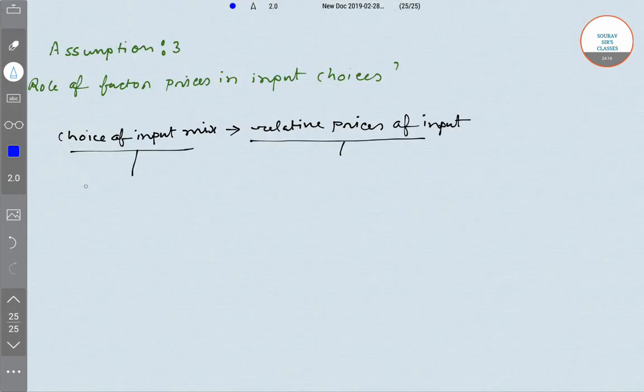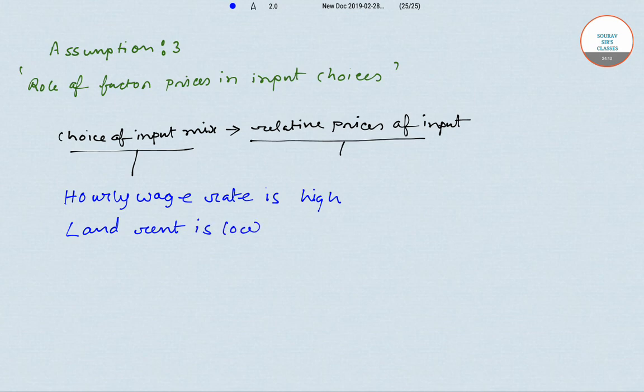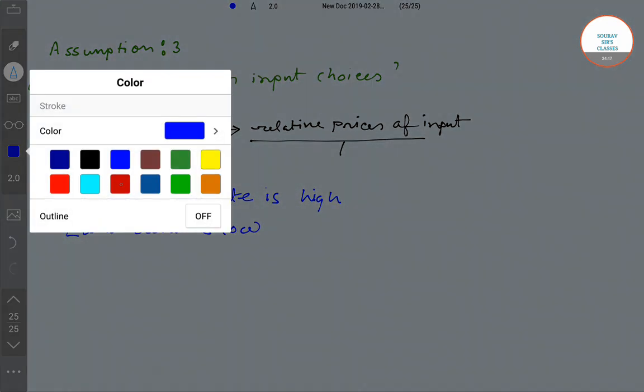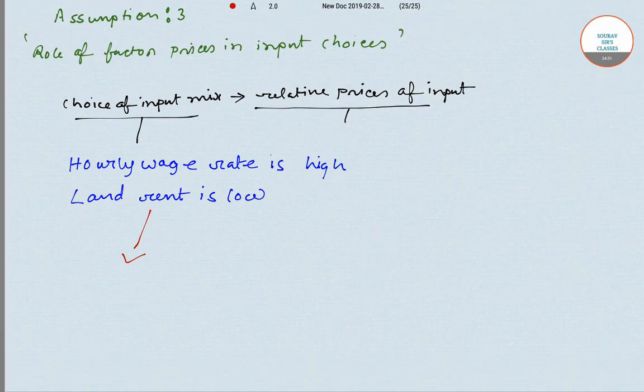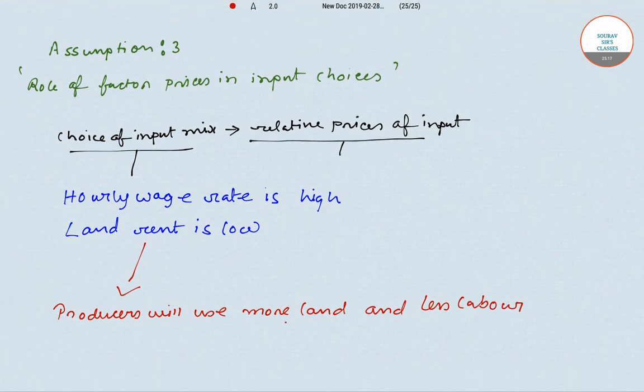So when the hourly wage rate is high and the land rent is low, it is quite evident that the producer will use more land and less labor.